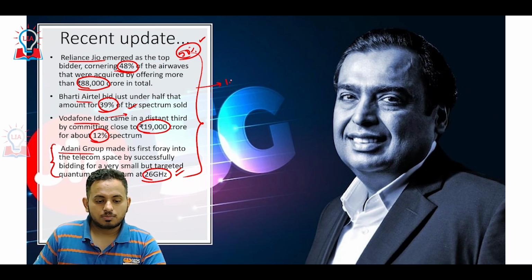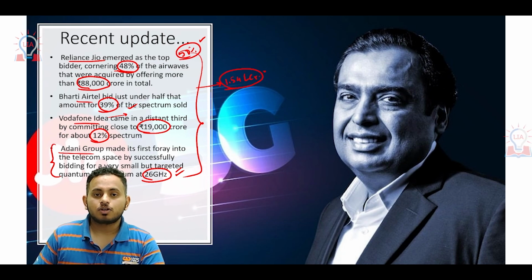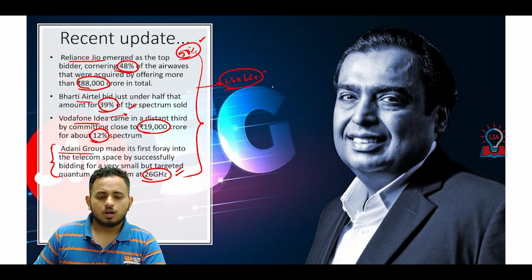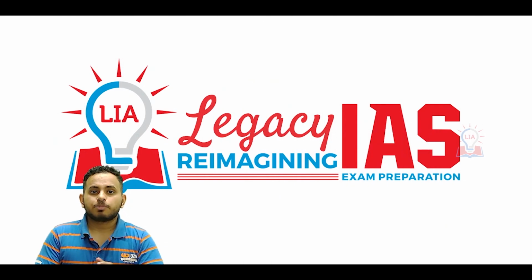And all this projects somewhere around 1.54 lakh crores, but the government had expected somewhere around 3.8 or 3.9 lakh crores. Okay, this is about the spectrum auction of 2022.